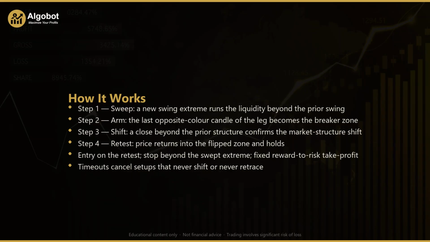A close below the preceding swing low confirms the downside shift. The last down candle becomes the breaker, and the EA sells the retest with its stop above the swept high. Only one position runs at a time, keeping risk clean and contained.